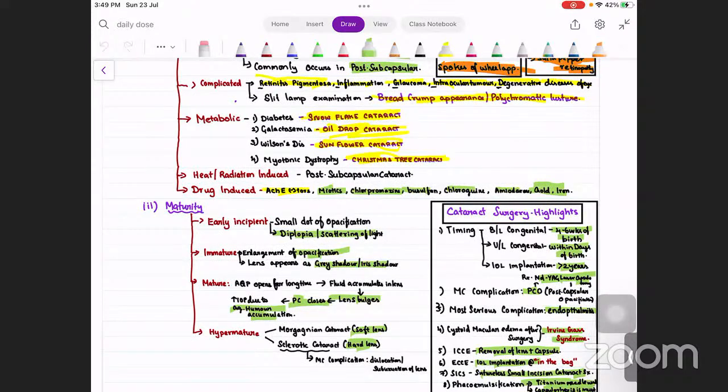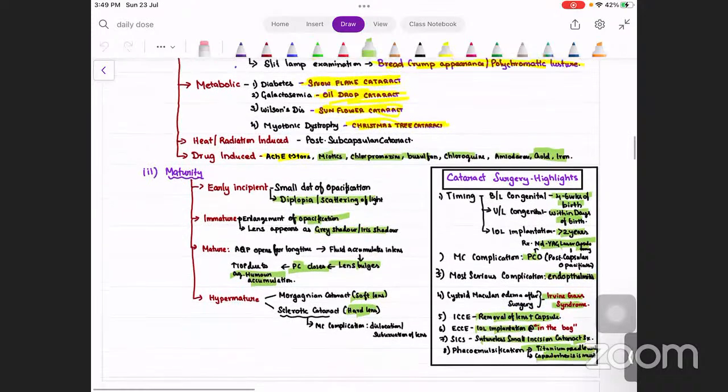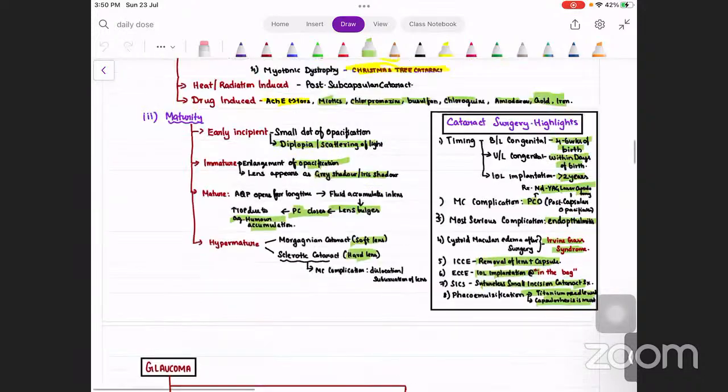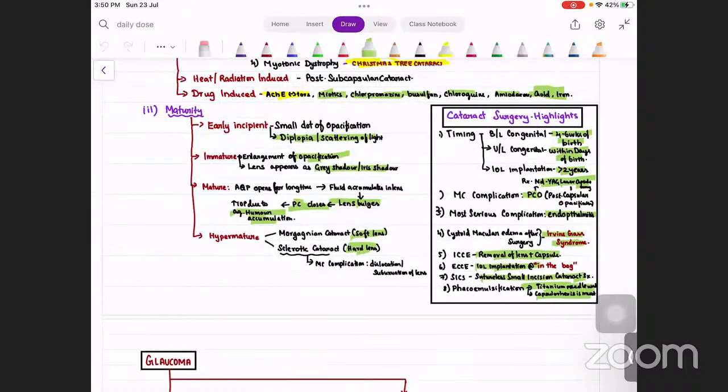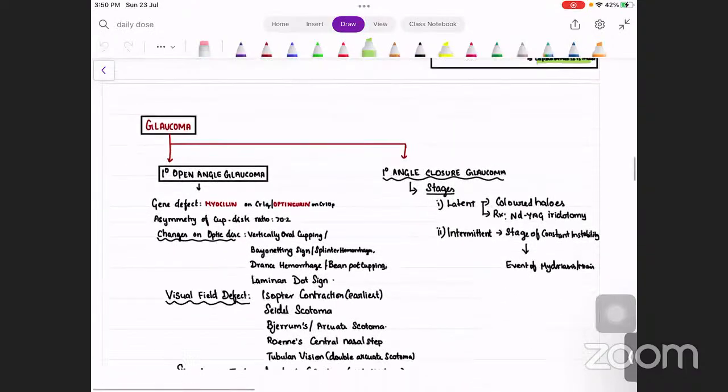Most common complication of cataract surgery is PCO, posterior capsular opacification, treated by Nd:YAG laser capsulotomy. Most serious complication is endophthalmitis. Titanium needle is used in phacoemulsification. Sunset glow or shot silk retina is seen in hypermetropia. What type of cataract surgery is the in-the-bag surgery? That is ECCE. So these are the important MCQs related to cataract.